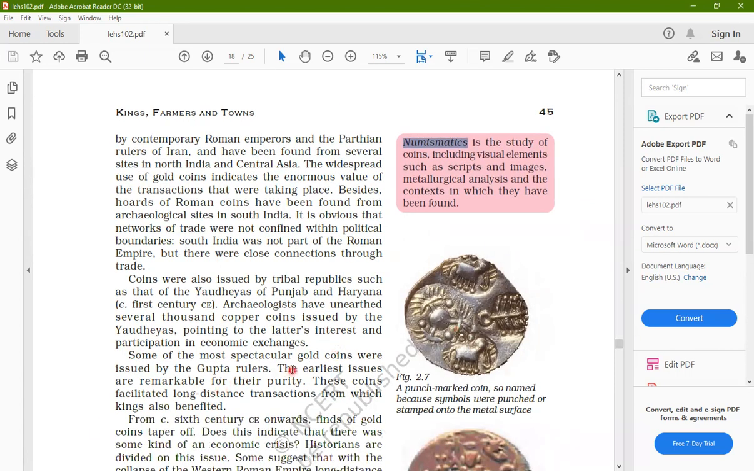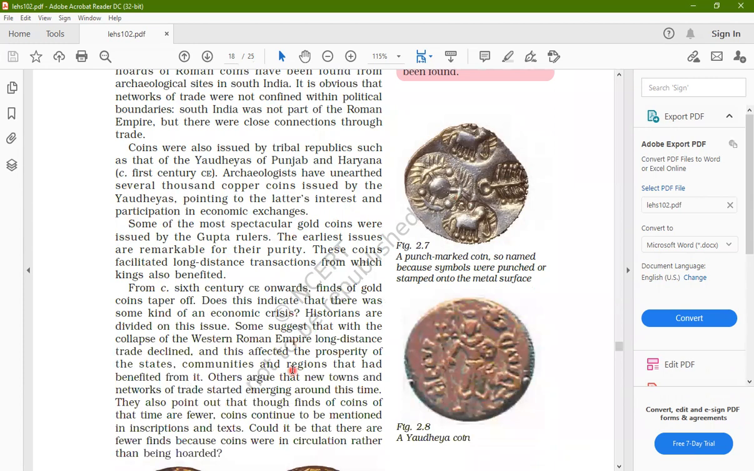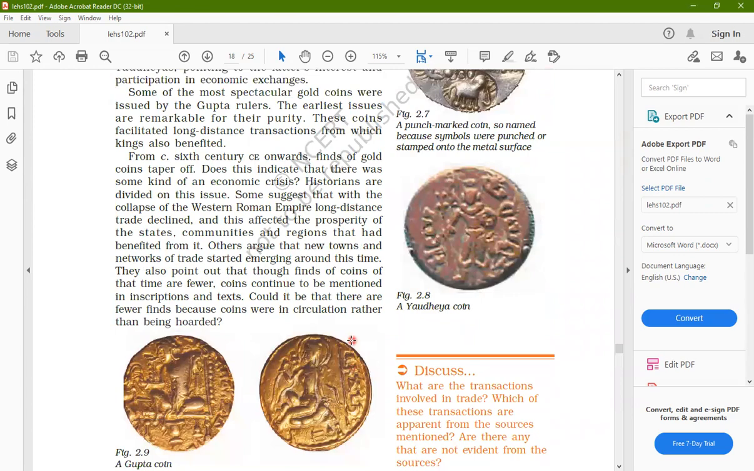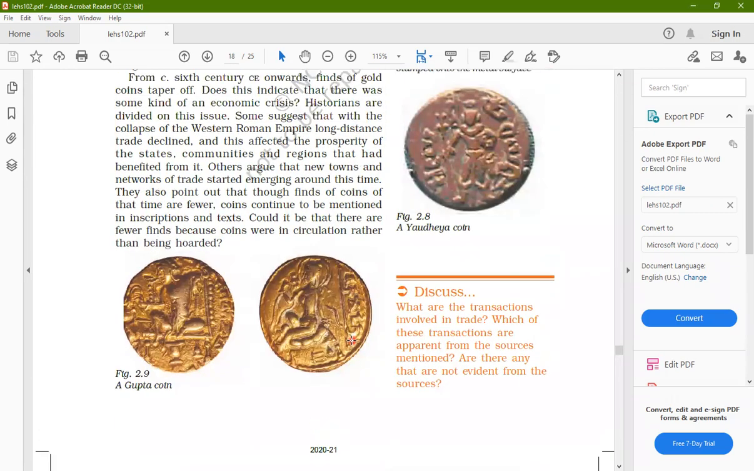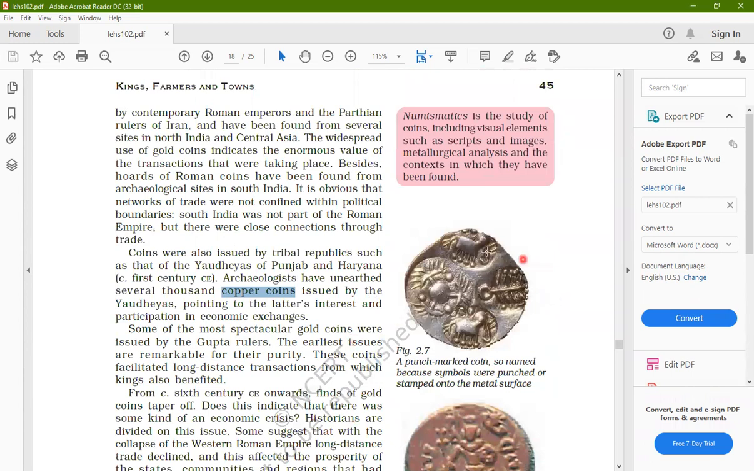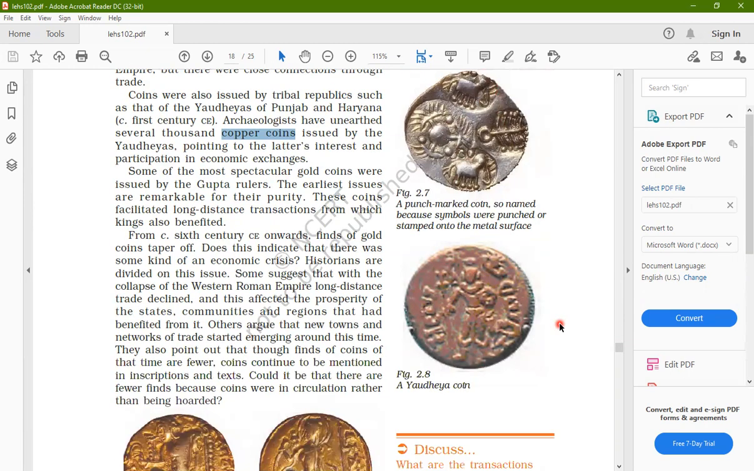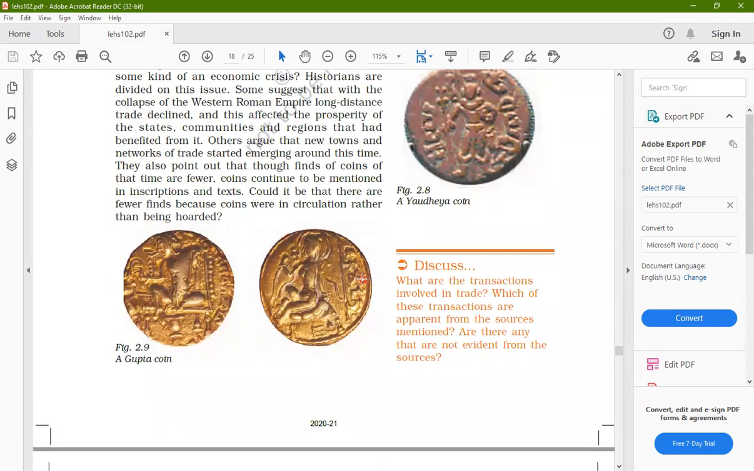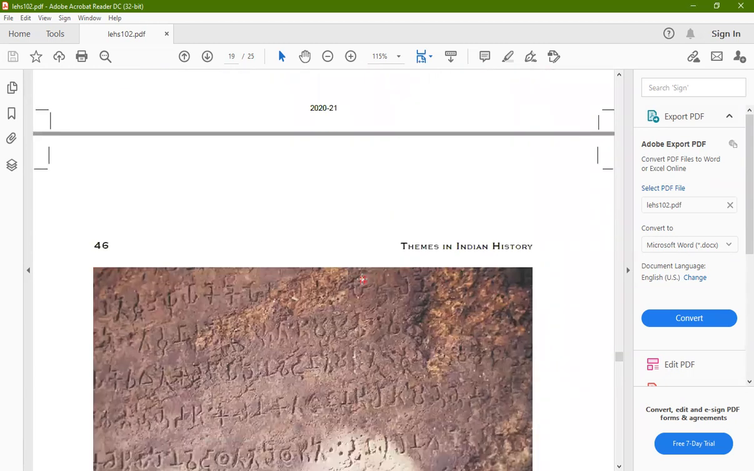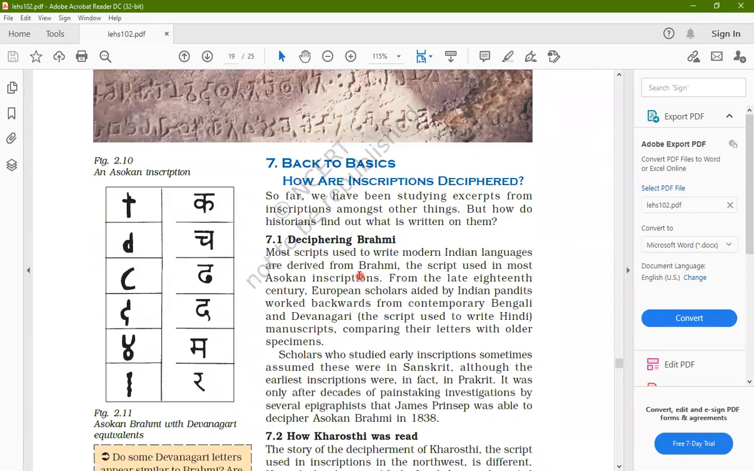Now, continuing, which was the most spectacular coin? Gold coins, especially those of the Gupta rulers. You also have to know that the tribal republics mainly issued copper coins, not gold coins. Side by side you can also watch the images. Here you can see the punch marked coin, on which the seals have been punch marked as symbols. This is a copper coin. This is a gold coin, the purest gold we see in the ancient history of India.